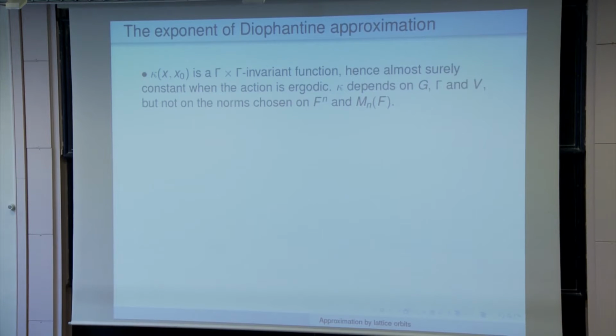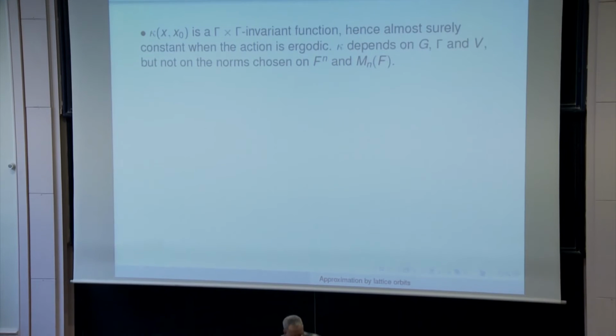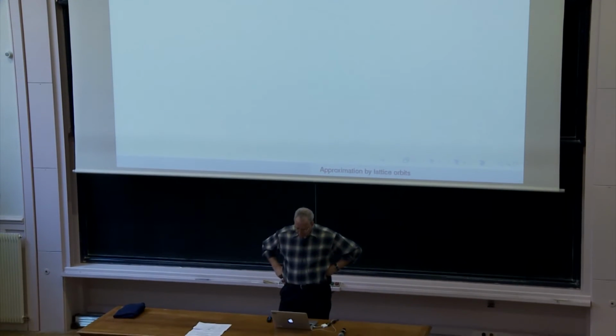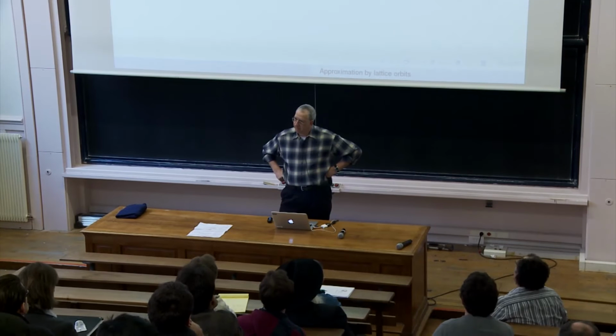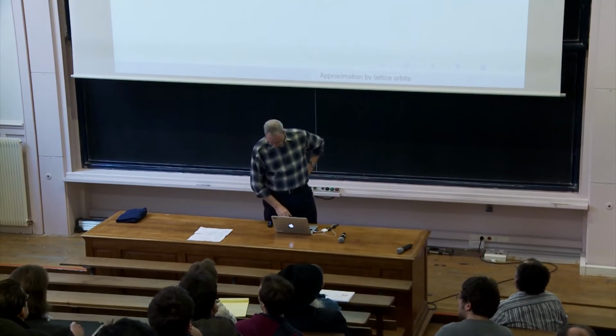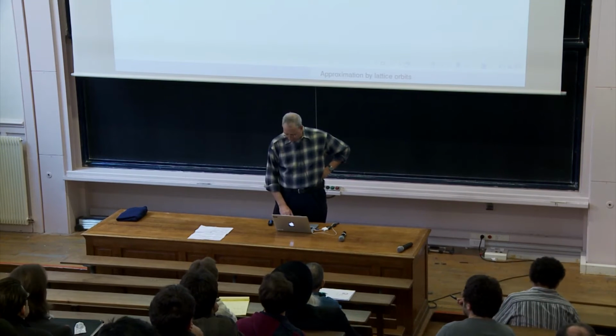So kappa(x, x_0) is a Gamma times Gamma invariant function. That's a very easy fact. And hence, it's almost surely constant when the action is ergodic. So if it's almost surely constant, it essentially has only one value, if you're willing to delete a set of measure 0. And this value is the value that we are going to try to compute. Okay. So kappa depends on G, Gamma, and V, but not on the norms chosen on F^n and M_n(F). Of course, it varies from orbit to orbit and from lattice to lattice, etc.